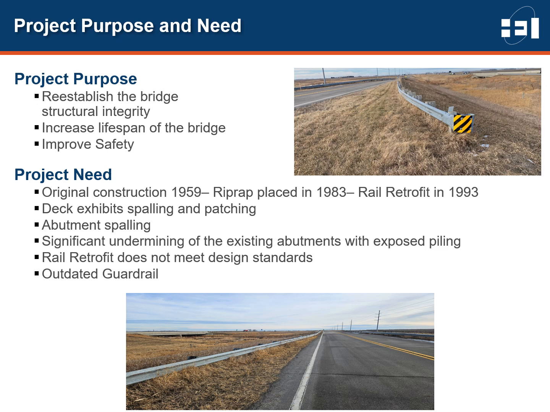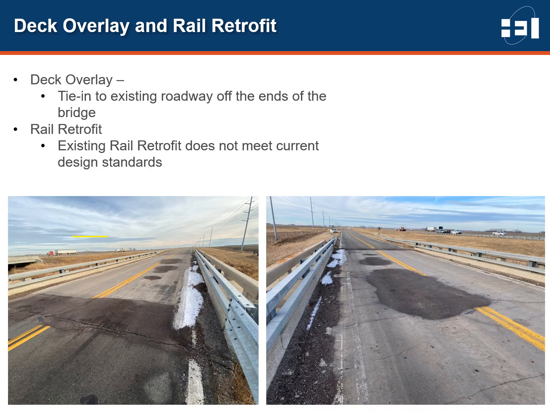The current project estimate is approximately $225,000 for structure rehabilitation. The existing bridge deck exhibits several areas of spalling, patching, and delamination at various locations around the deck. The deck will receive a concrete overlay in which 1/2 inch of the existing deck is milled off, and a new 1.5 inch overlay will be placed, raising the profile 1 inch. The deck will be tied into the existing roadway off the ends of the bridge.